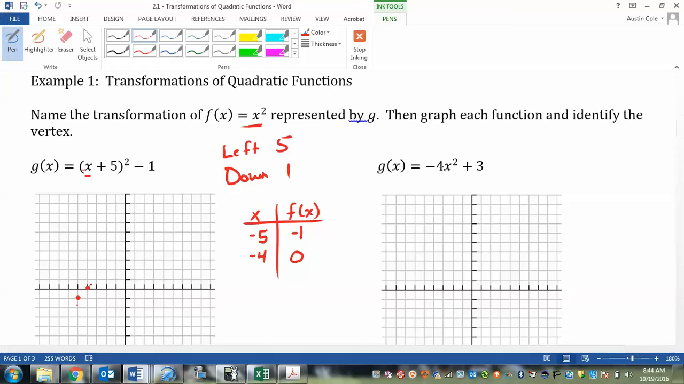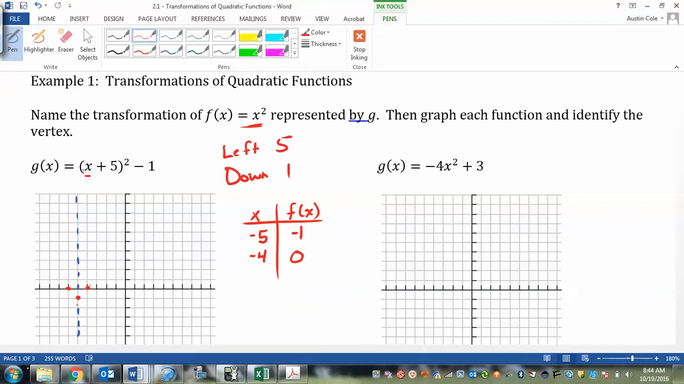Okay? The nice thing about parabolas is that they are symmetrical. So there is an axis of symmetry here, a line of symmetry. So if I have this point here, -4, 0, I'm also going to have this point here, -6, 0, because it's symmetrical about that line. So that's kind of handy.